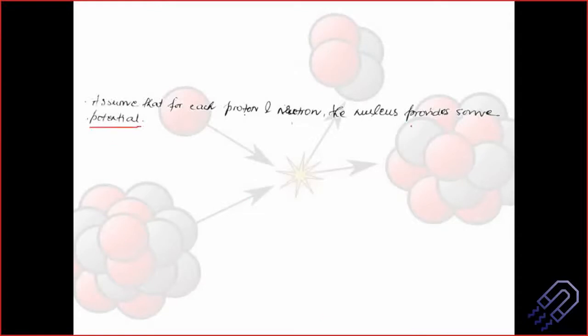Now this is true, right? It will definitely have some potential, because you see the proton is charged, it will have that electrostatic potential, and even the neutron will actually contribute to the potential because it does have some kind of mass. And potential is something which is also mass dependent.